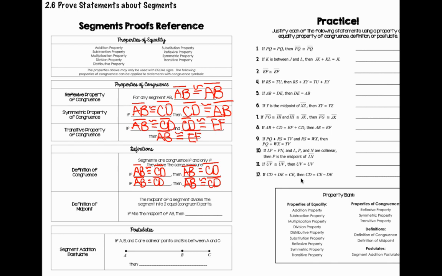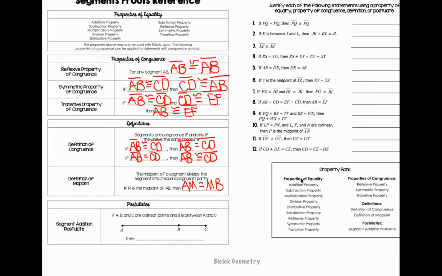Definition of a midpoint. So a midpoint of a segment divides the segment into two equal parts. If M is the midpoint of AB, then that means AM equals MB. And then a postulate that we had last chapter. So if A, B, and C are collinear and B is between A and C, then AB plus BC equals AC. So this section here plus this section here equals the entire line.